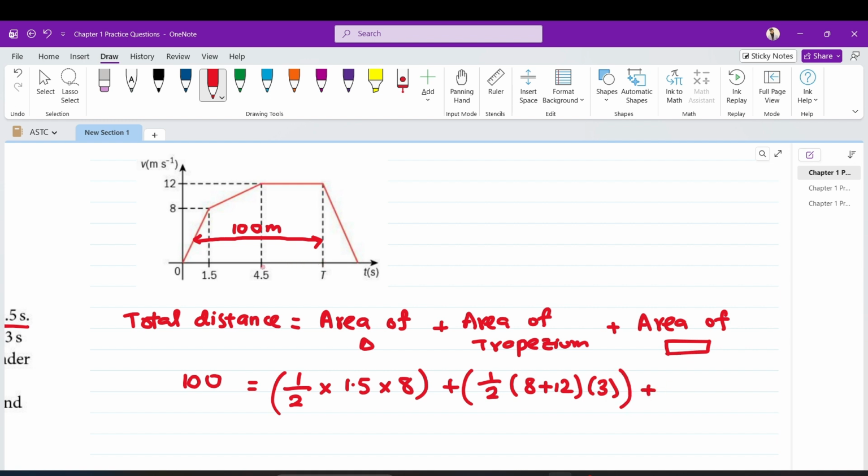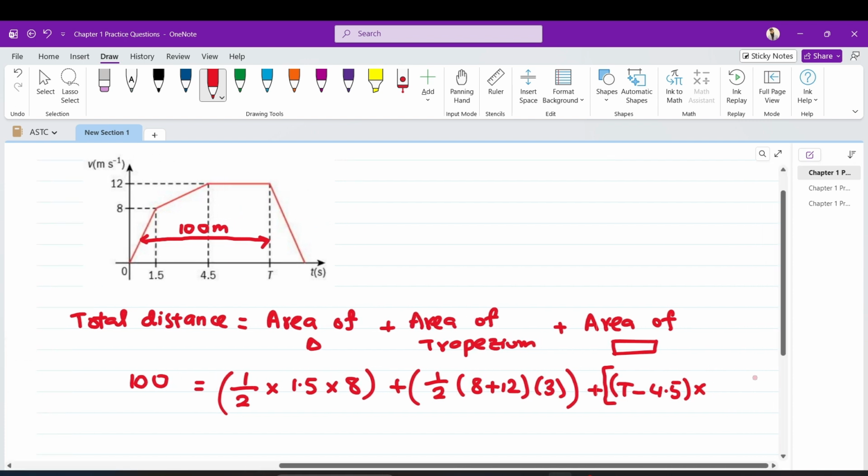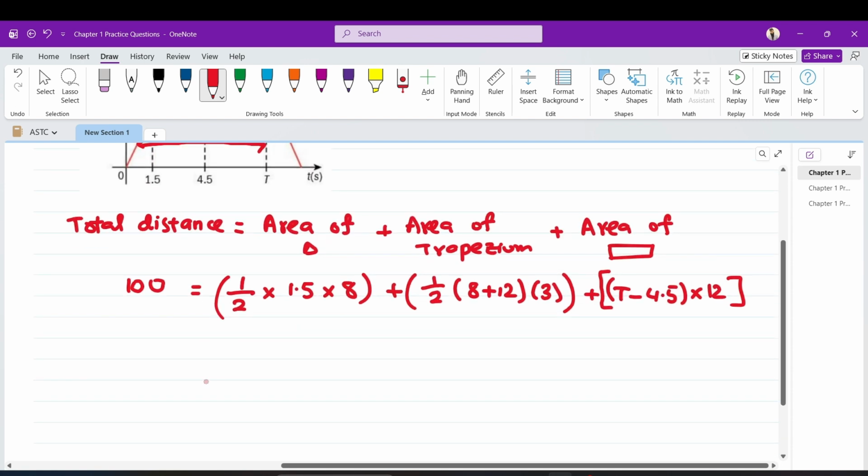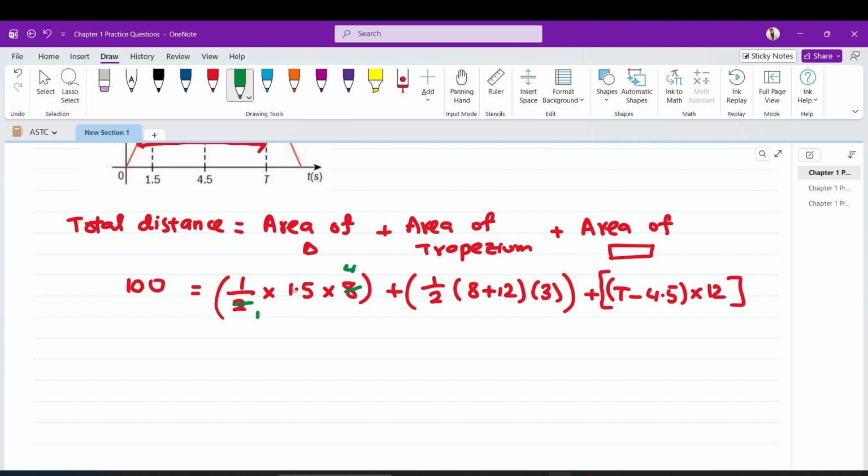Then we have the area of rectangle. The area of rectangle is going to be t minus 4.5, that's going to be the length, multiplied by the width or the height, which is 12. Now that's our equation, so now we will simplify it. 2 and 8 will be simplified to 1.5 times 4, so that will give us 6.